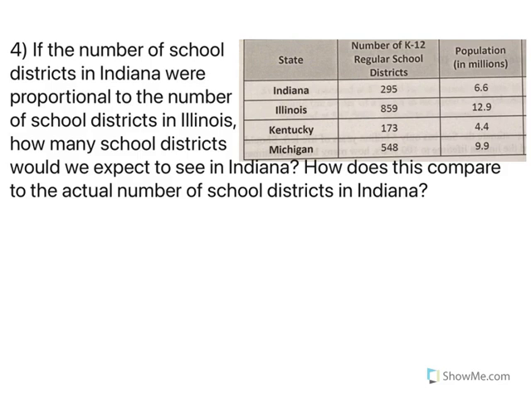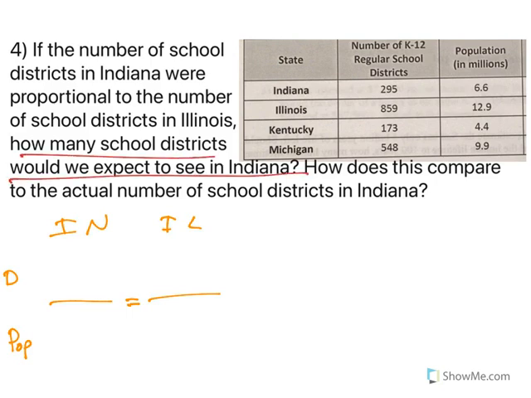And the last one here, if the number of school districts in Indiana were proportional to the number of school districts in Illinois, how many districts would we expect to see in Indiana? How does that compare to the actual? Okay, so we're comparing Indiana to Illinois. Now, trying to figure out where does the unknown go? Well, what are we trying to find? How many school districts would we expect to see in Indiana? So instead of using the actual districts, that's where we're going to use the x for districts in Indiana, compared to 6.6 million people. Illinois has 859 districts compared to 12.9 million.